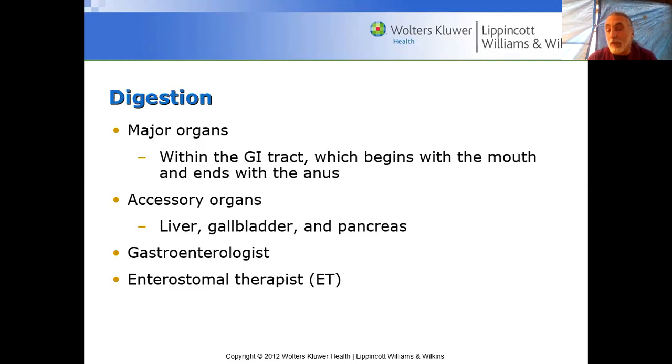Our major organs within the GI tract. Accessory organs, though, are not directly within the GI tract, but are a part of digestion. And that's the liver, gallbladder, and the pancreas.